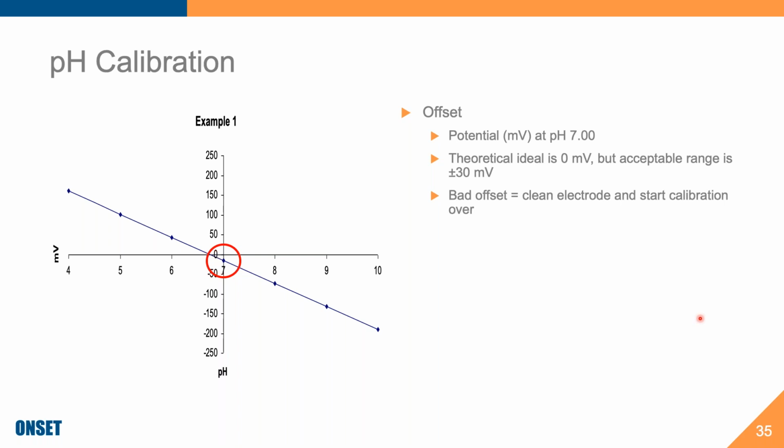You want your pH electrode, at room temperature, to be neutral, actually 0. And if your offset potential is within plus or minus 30 millivolts, that's an acceptable range. But anything outside of that, I would recommend either cleaning your electrode or starting the calibration over. Okay. Any questions about your offset? Okay.